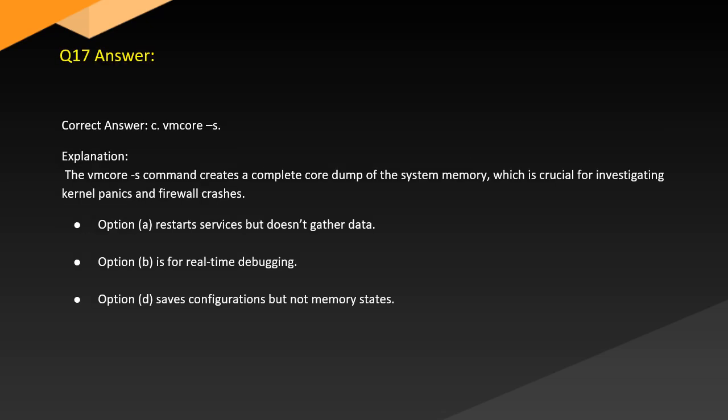Answer. Correct answer C. vmcore. Explanation. The vmcore command creates a complete core dump of the system memory, which is crucial for investigating kernel panics and firewall crashes. Option A restarts services but doesn't gather data. Option B is for real-time debugging. Option D saves configurations but not memory states.